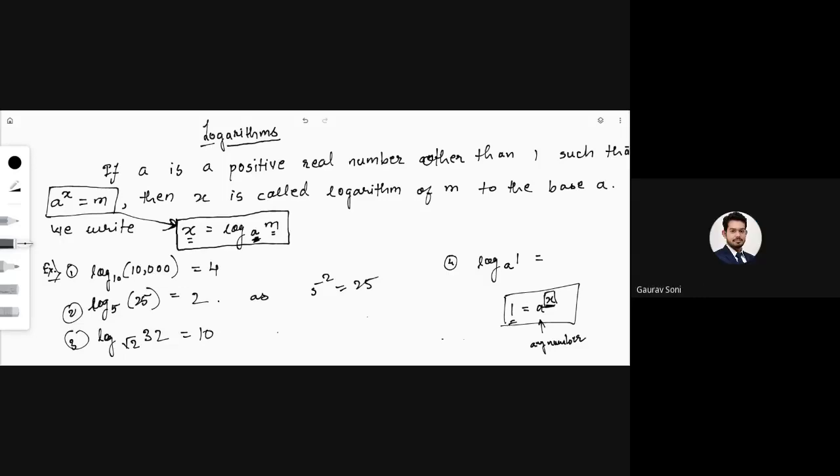So laws of indices says that any number raised to 0 is equal to 1. So by laws of indices, this log to the base a of 1 will be equal to 0. Look, your base plays a major role over here.